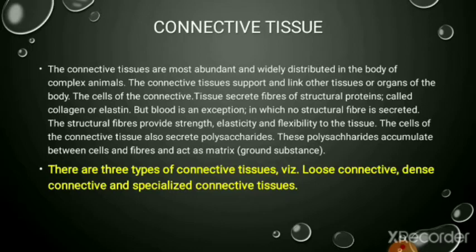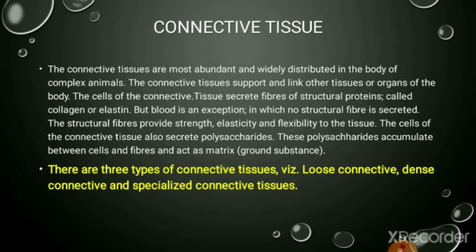It is an exception among the kinds of tissue that we are thinking about, because it does not have any particular shape or size. It is liquid in nature, but as it helps to connect different parts of the body, it is considered a liquid connective tissue. Now, read about this. The connective tissues are most abundant and widely distributed in the body of complex animals. The connective tissue supports and links other tissues or organs of the body.